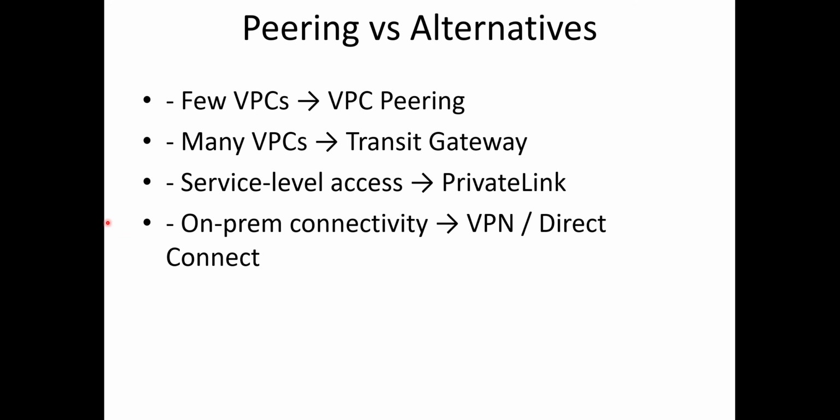Peering alternatives, we spoke about. If you have few VPCs, you can use VPC peering. If you have many VPCs, you can use Transit Gateway. If you have services that need to be accessed within different VPCs, you can use PrivateLink. And for on-prem connectivity, if you want to connect your on-prem to the cloud, you can use VPN or Direct Connect.